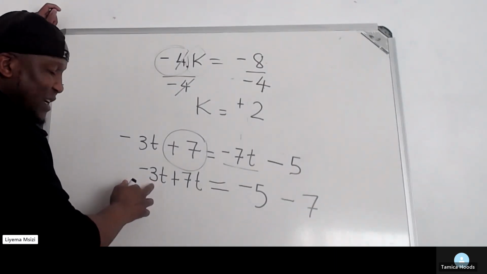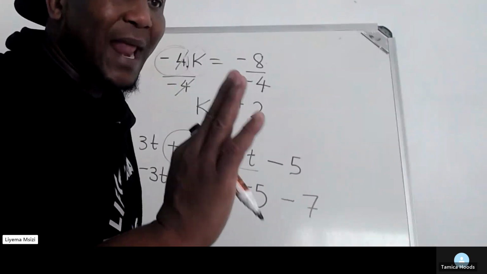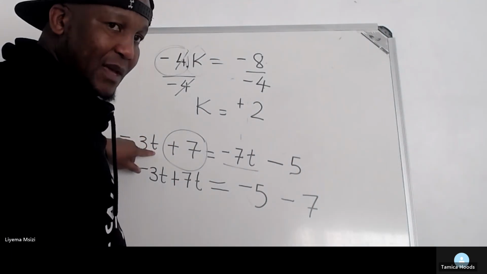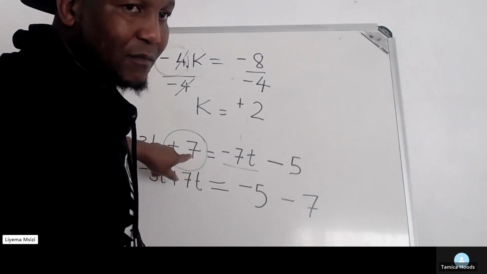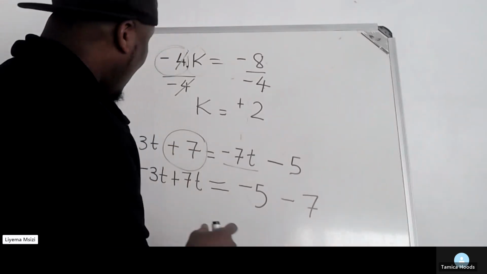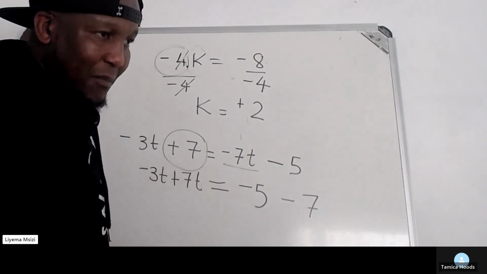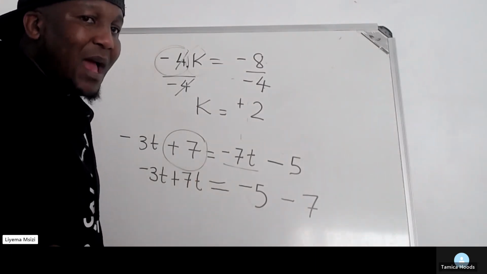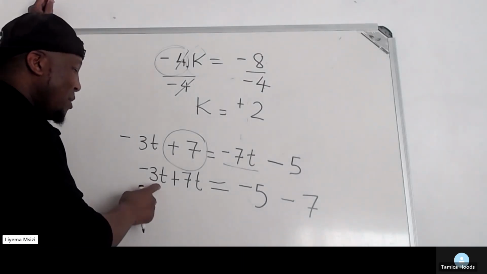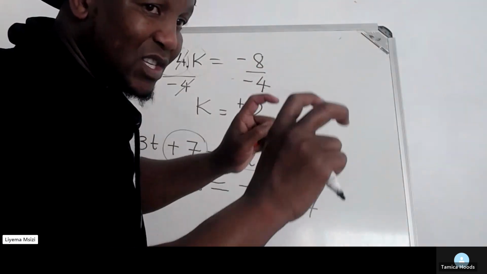So we have a negative 3t and 7t, so we can add them together. You know why? Because these are like terms. You see here, why did I not add them together? Because this has a t and this one did not have a t, and I want the like terms together. So now I have 3t and 7t. These are like terms, and since they're like terms, I can put them together. So I'm going to say negative 3 plus 7. Don't worry about t because both of them have a t.